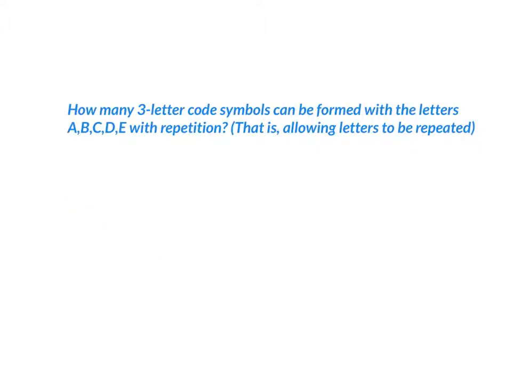All right. How many three-letter code symbols can be formed with the letters A, B, C, D, E with repetition? So, again, 3 letters. How many choices do we have for the first letter? We have 5. Now, because we can repeat, we also can choose all 5 for the second and all 5 for the third because we can repeat them. All right, we can do A, B, B, B, but we don't have to repeat them. So we have 5 choices for every single slot or letter.